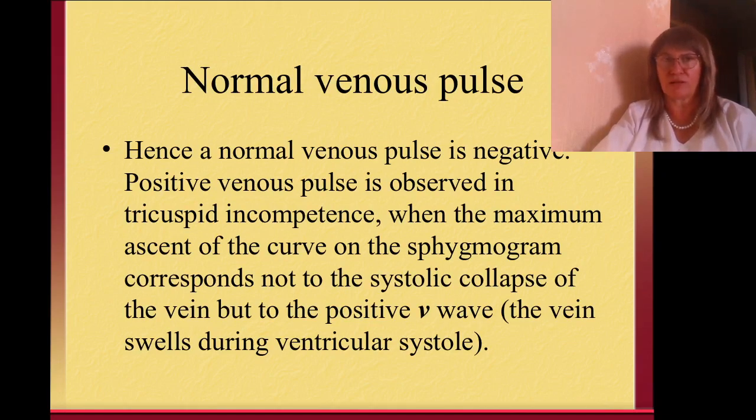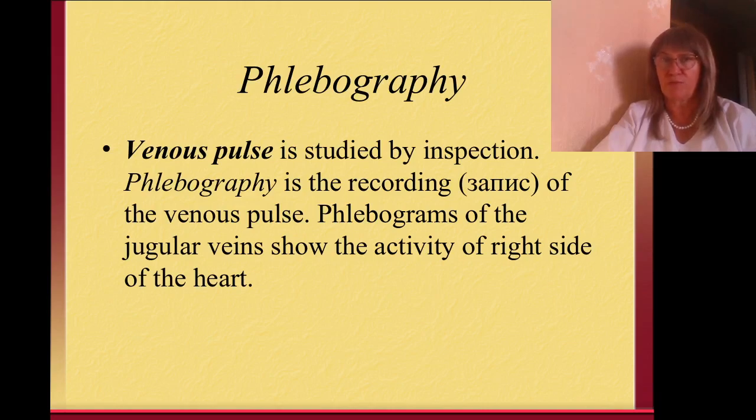Normal venous pulse. A normal venous pulse is negative. Positive venous pulse is observed in tricuspid incompetence when the maximum accent of the curve on the phlebogram corresponds not to the systolic collapse of the vein but to the positive V wave. The vein swells during ventricular systole. Phlebography. Venous pulse is studied by inspection. Phlebography is the recording of venous pulse.